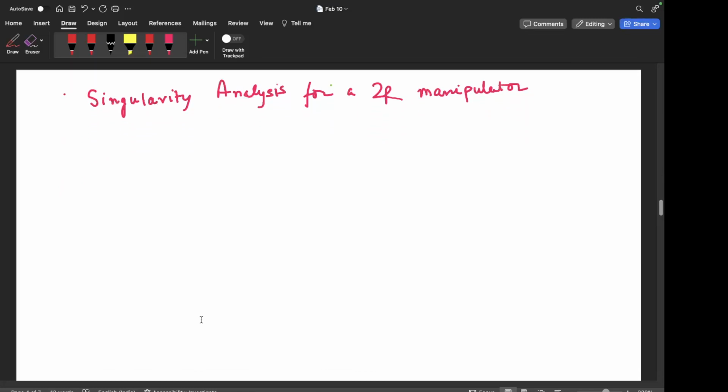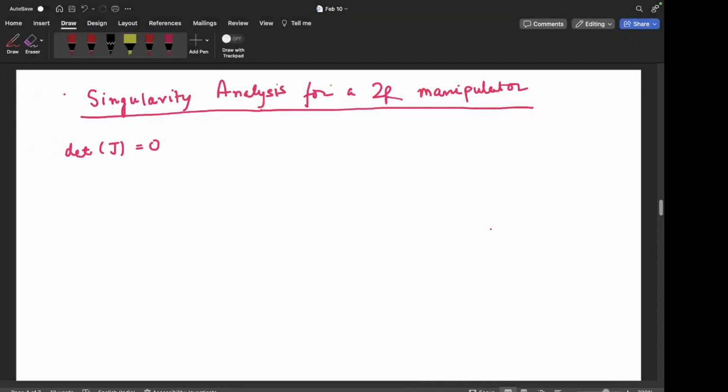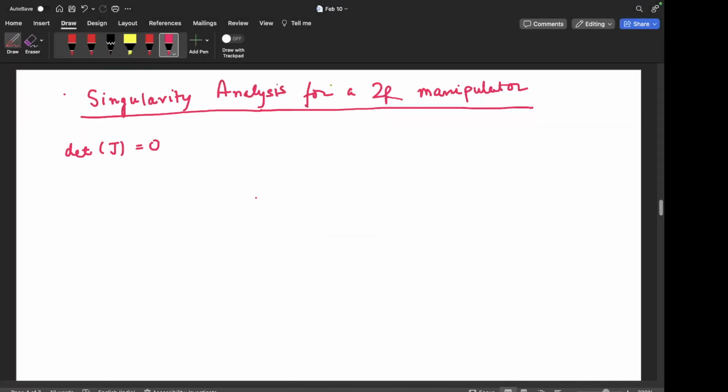Okay. So first of all, what we concluded is that singularities happen when the determinant of the Jacobian is 0. Okay. So let's find out the determinant of the Jacobian in our case.